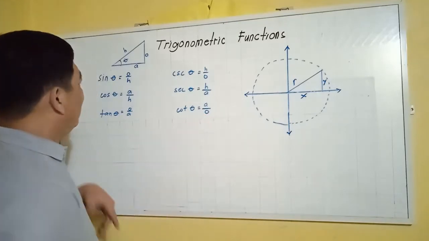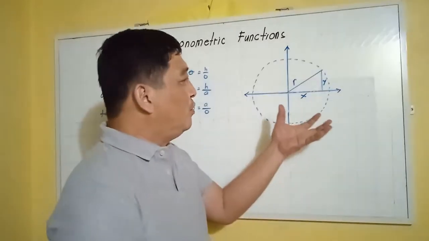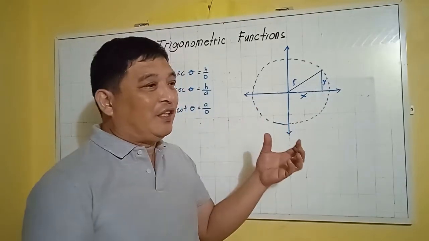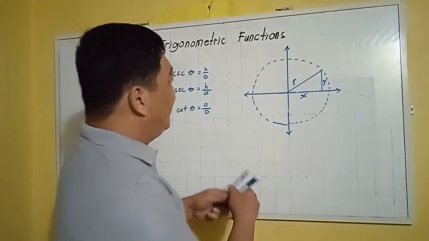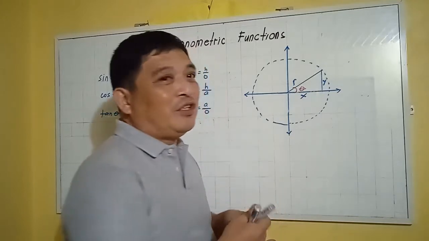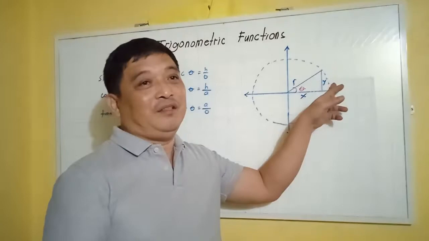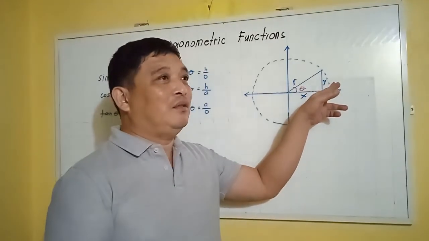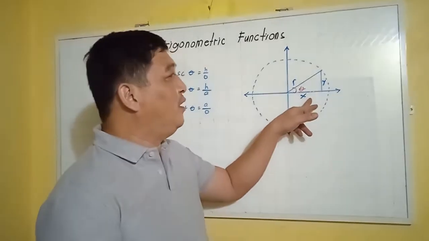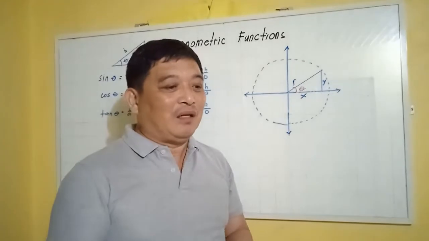Now, kung titingnan natin itong rectangular coordinate system o itong unit circle, meron tayong angle theta dito. It also represents the opposite side, which we call here as distance y. The adjacent here is x, and our hypotenuse is equal to r.